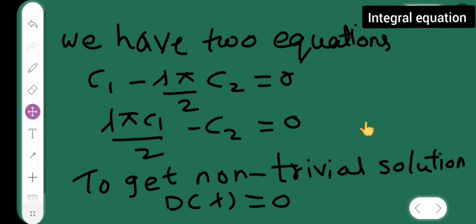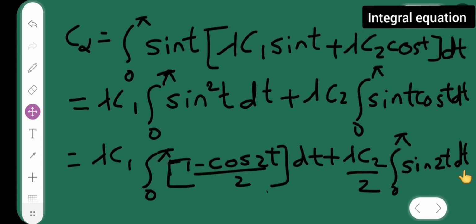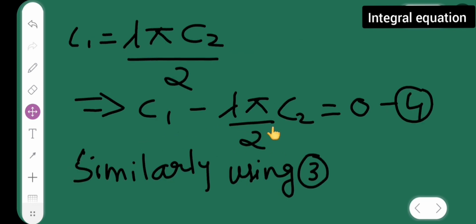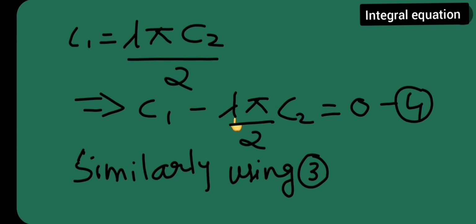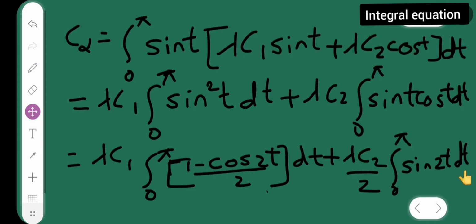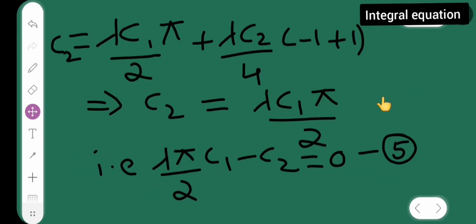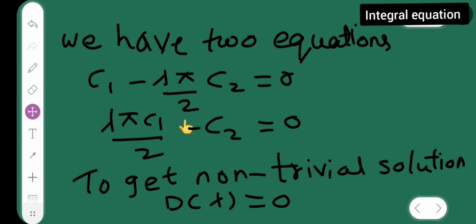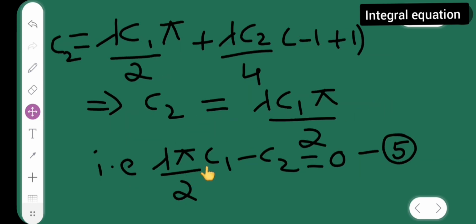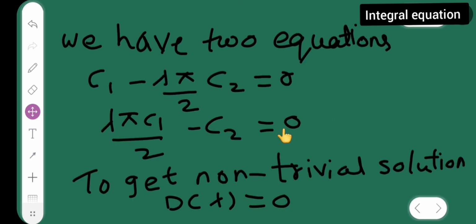Next, we have two solutions now. This I have taken from 4, right? From here. So I have taken c1 minus lambda pi upon 2, c2 is equal to 0. And then this is from 4 and this is from 5: lambda pi c1 upon 2 minus c2 is equal to 0.